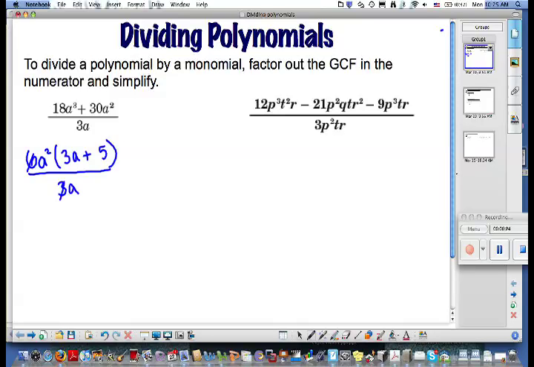3 goes into 6 twice. A goes into a squared once. We are left with 2a times 3a plus 5.